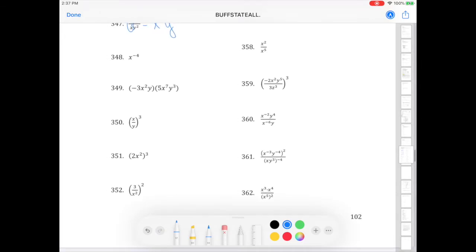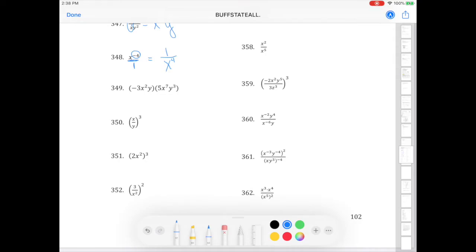All right, for 348, there's no operation technically happening. To figure out what rule applies, think about all the rules we have. This one has a negative exponent, so it's going to use that negative exponent rule. The first thing you have to do when you see a negative exponent is make it into a fraction. So I'm going to put it over a 1. And then you flip the fraction, 1 over x to the positive 4. You flip them and you make the exponent positive.